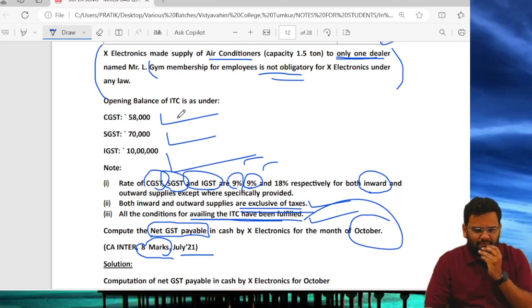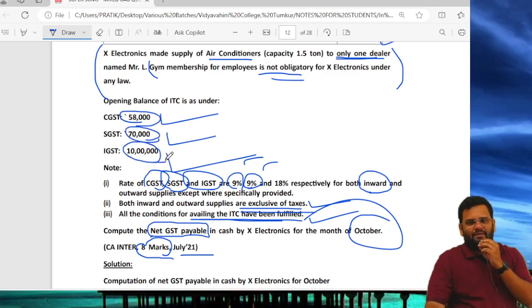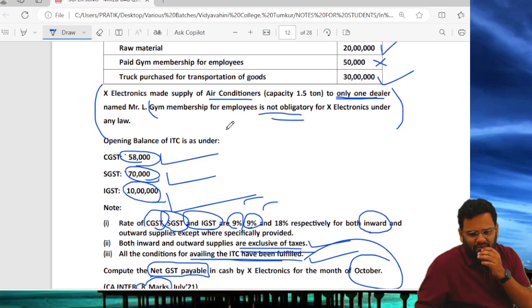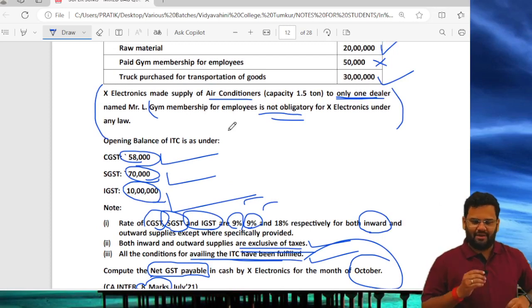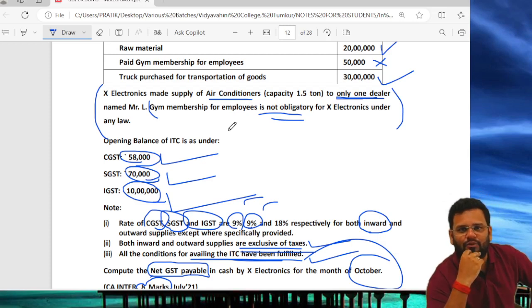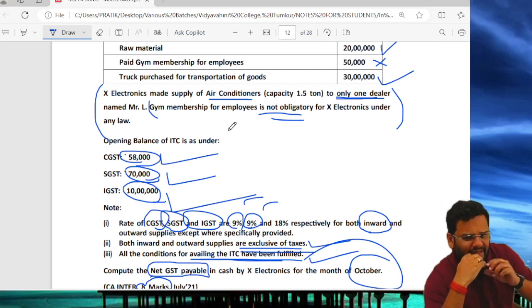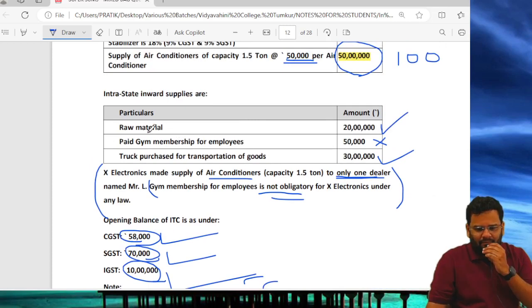A point. Opening balances of ITC. What are the opening balances of ITC? 58,000, 70,000 and 10 lakhs. Check whether all of you are getting 58,000, 70,000 and 10 lakhs.